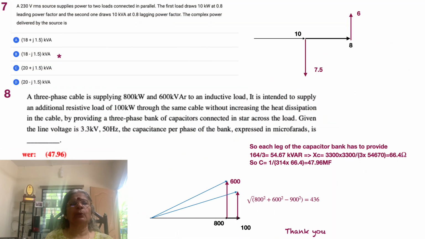Here we have a 230 volt RMS source supplying power to 2 loads connected in parallel. So both the loads are drawing power, and they are connected in parallel.